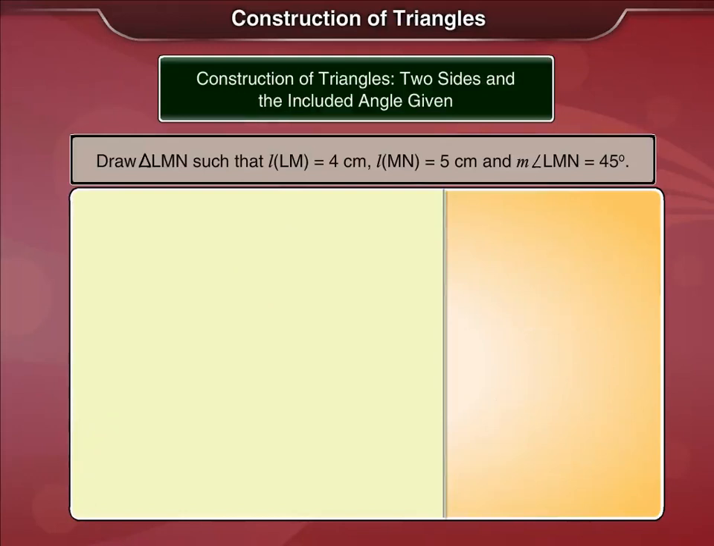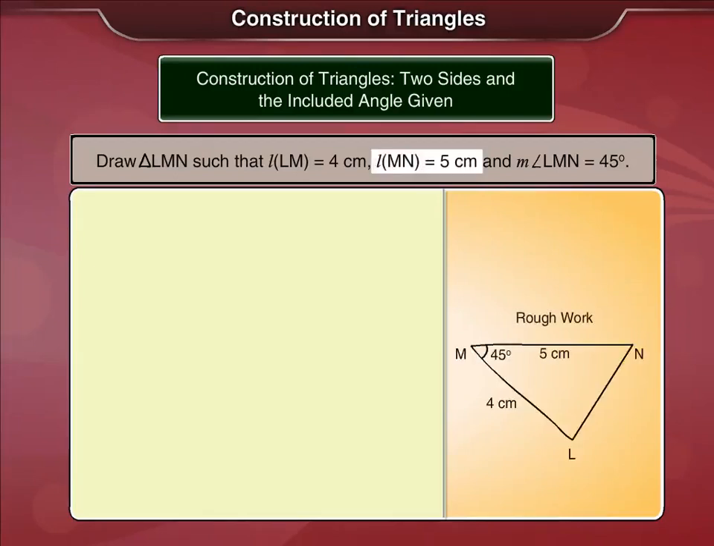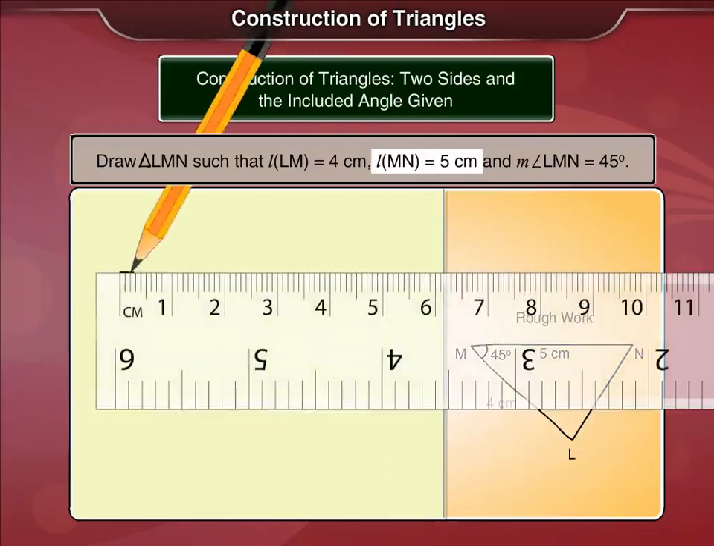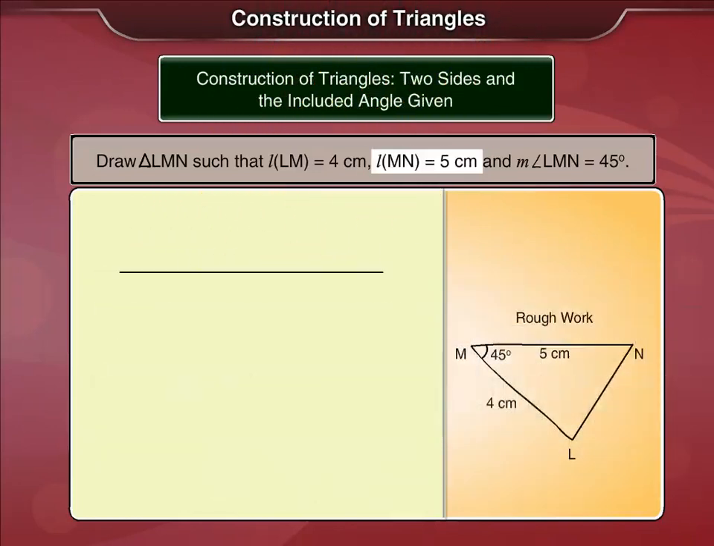Take radius LM, that is 4 cm in the compass, and draw an arc on ray MX. Name this point as L. Join points L and N. The required triangle LMN has been constructed.